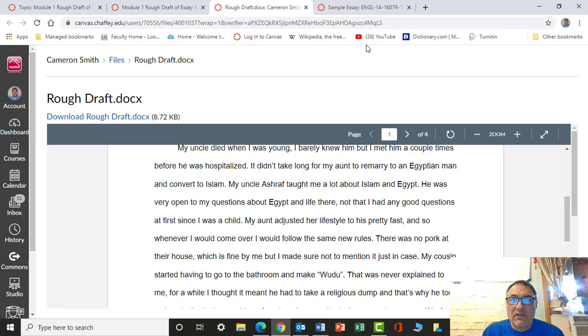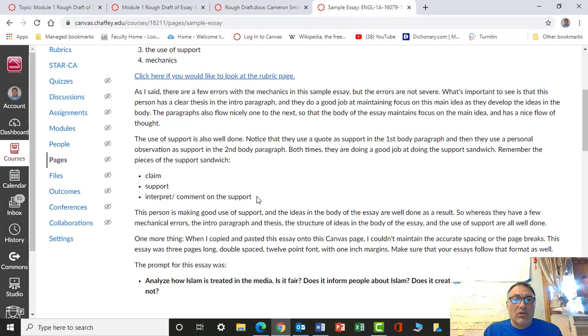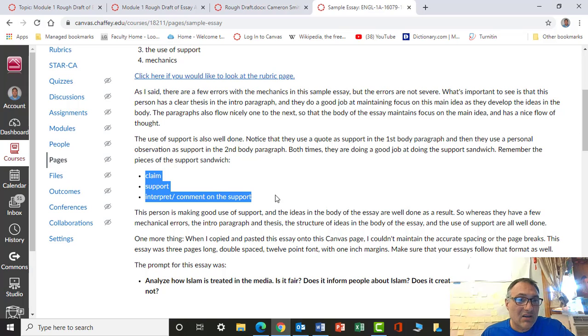When you're thinking about using support, all right, try to do the support sandwich in every section of your essay. I understand that might feel kind of robotic in the beginning, okay, but try to do these 3 steps. Give us a claim, meaning, what do you want the main idea of this section to be? And then give us specific detail, a specific event that happened, description of a particular person, and then go on. When you finish giving us the detail, give us interpretation.